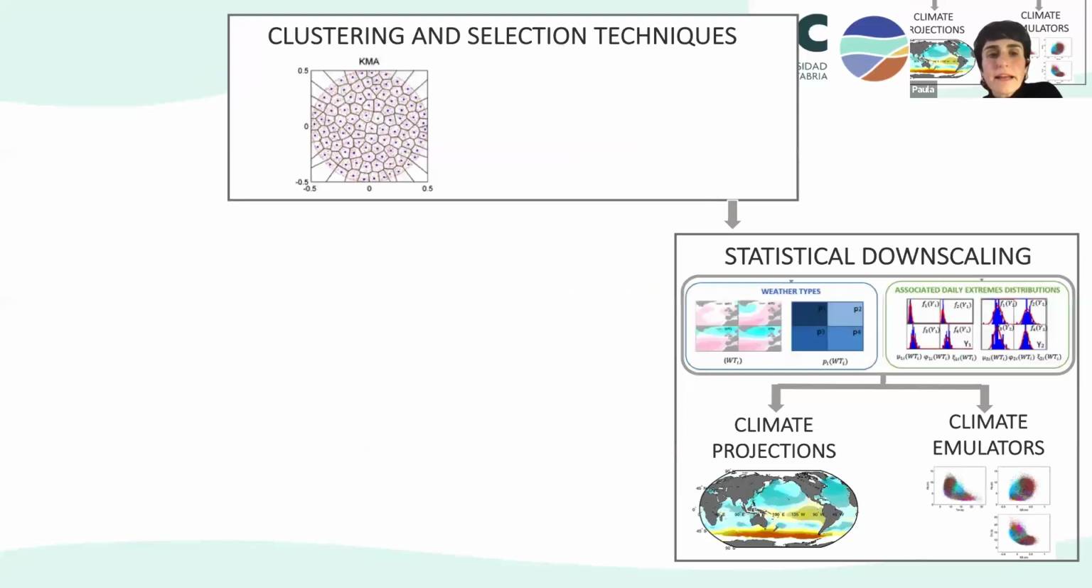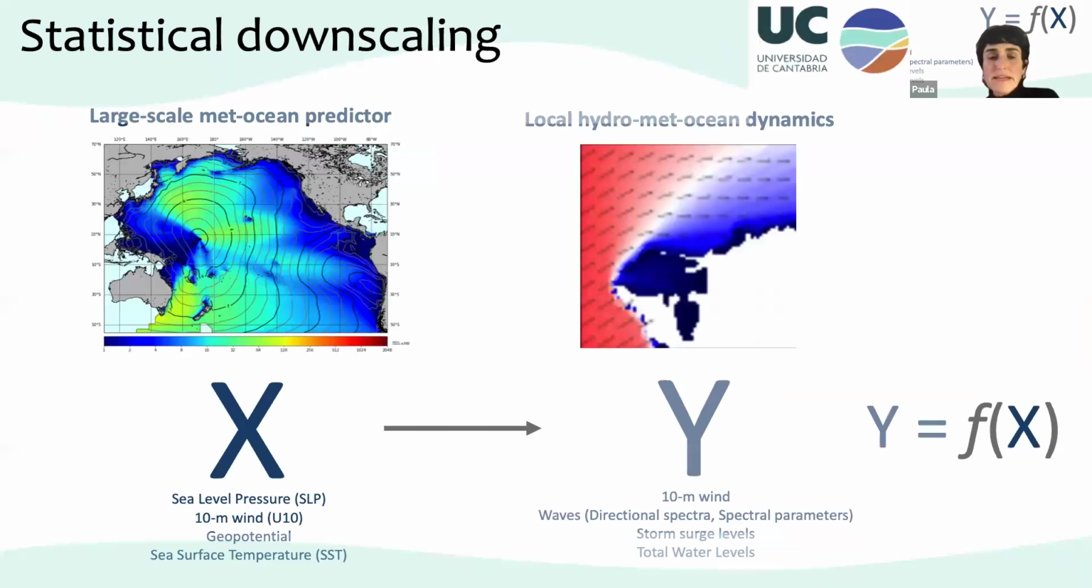And then the final application is statistical downscaling, and in this case we use the K-means algorithm. Statistical downscaling also has 2 applications: to obtain wave climate projections and to develop climate emulators. The basic idea behind this statistical downscaling is that we establish a relation between a larger scale mid-ocean predictor and a local dynamics.